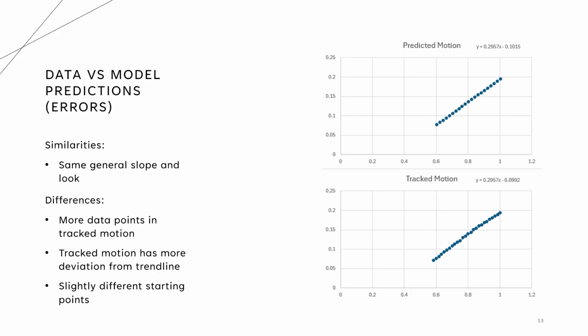There are two graphs. The top right is the prediction that we just recently performed with code, and the bottom right is the tracked motion. As you can see, we got the same general slope and look, so we managed to take control of the variables pretty well. But you can clearly see that the bottom right has more nodes, and it also starts a little bit earlier, and that's just all user error.